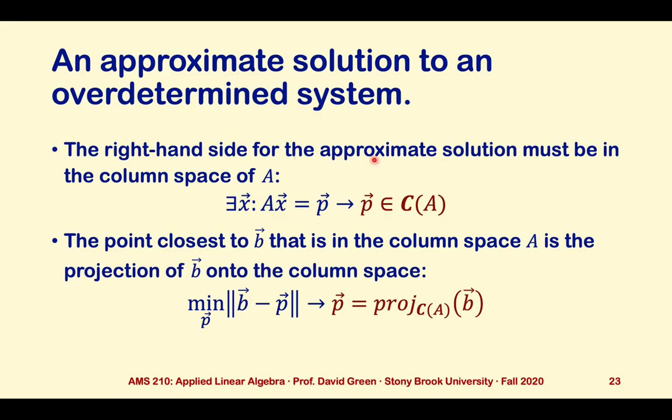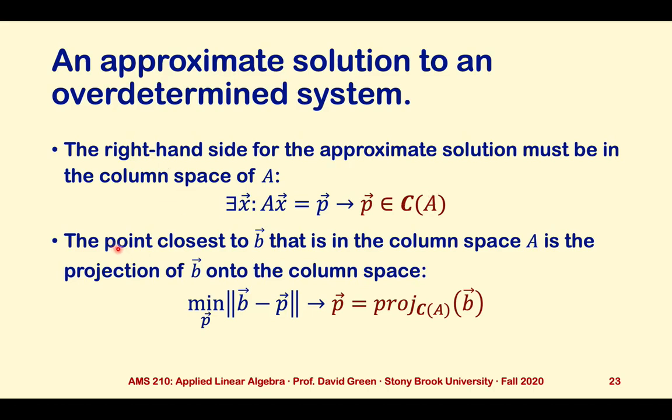Well, the right-hand side for the approximate solution must be in the column space. Right? By definition, we're saying let's find an x that has a solution in such a way that the difference between that solution and the desired right-hand side is minimized. That means the test solution, if you will, p, must have a solution. P must be in the column space of A, right? Part of a vector space.